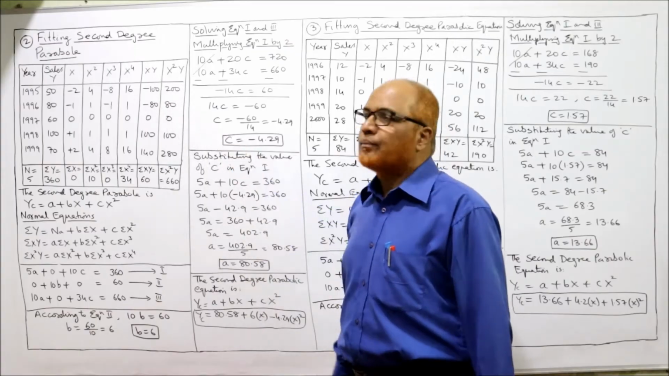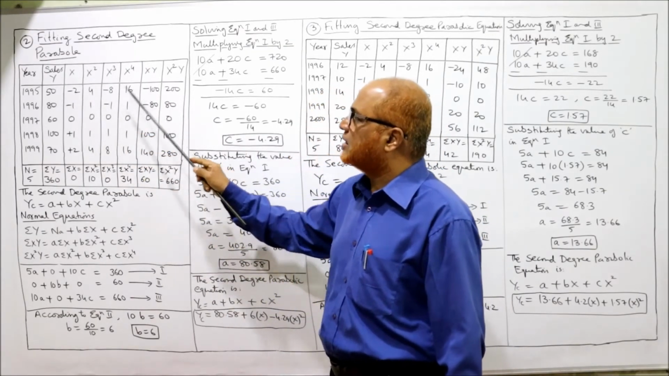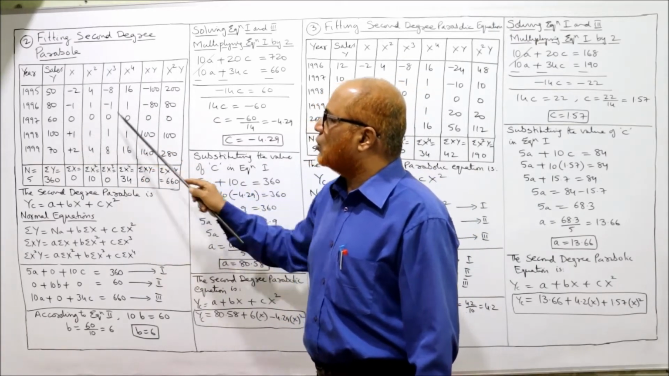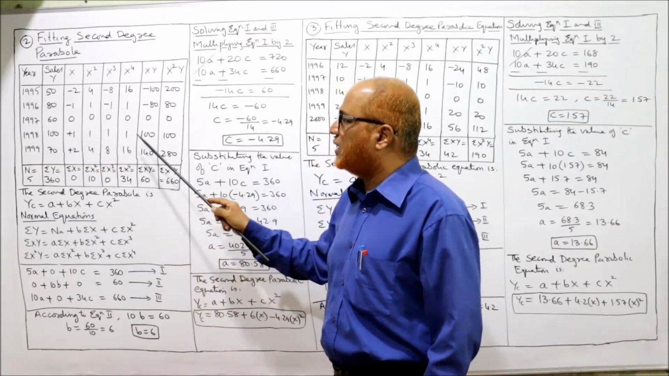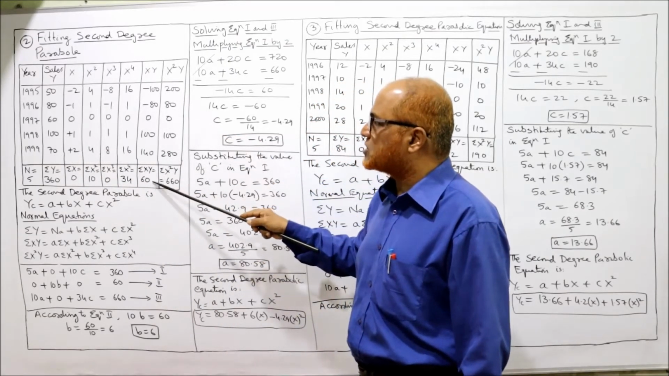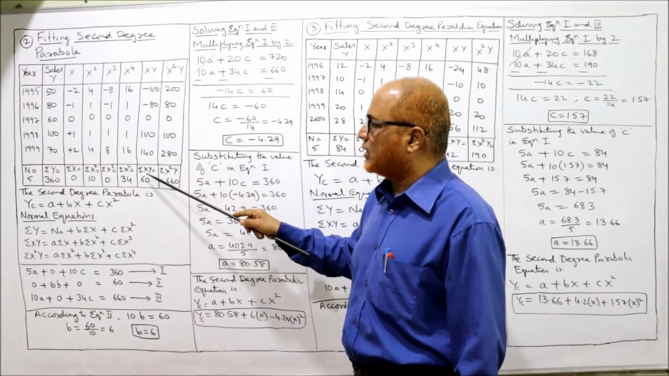Now XY. Multiply X and Y. 50 into minus 2 is minus 100. 80 into minus 1 is minus 80. 60 into 0 is 0. 100 into 1 is 100. 70 into 2 is 140. Take the total, summation XY is 60: minus 100, minus 80, plus 100, plus 140.